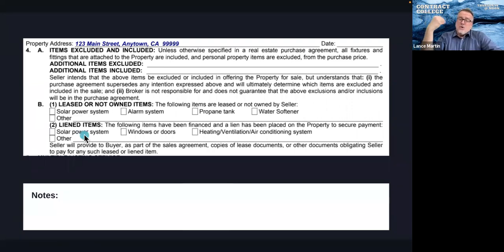Liened means I own it, but I have a lien against it. Normally that's a property tax lien, where if I don't pay my additional property tax, these would be things like HERO programs and stuff like that. If I don't pay that, not only do I not get my solar panels, I could lose my house. So be very, very careful with these. Make sure you understand what's included, what's excluded.